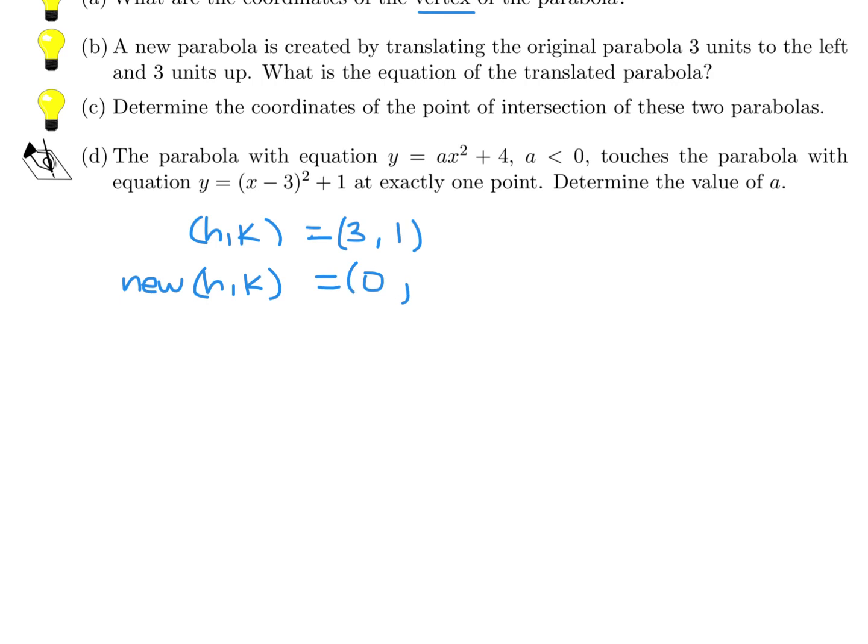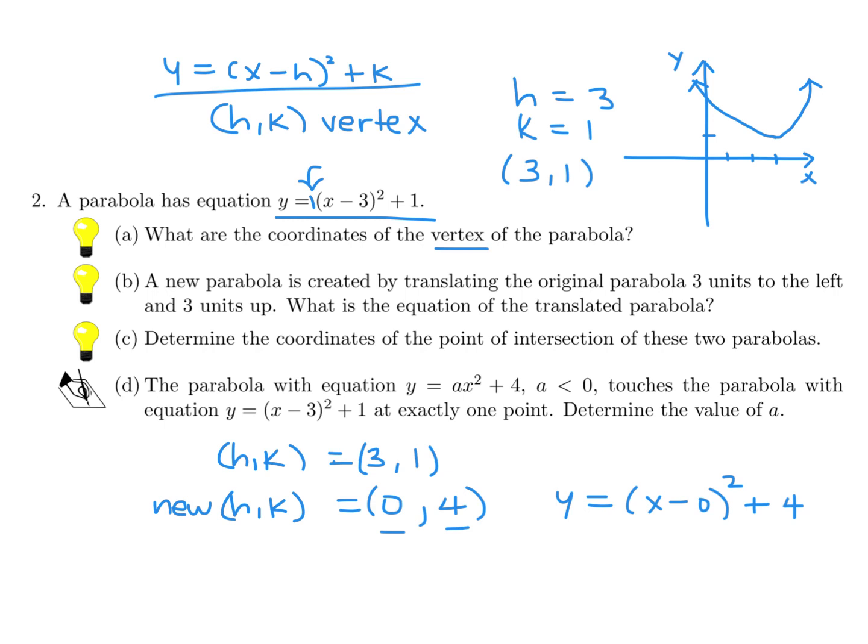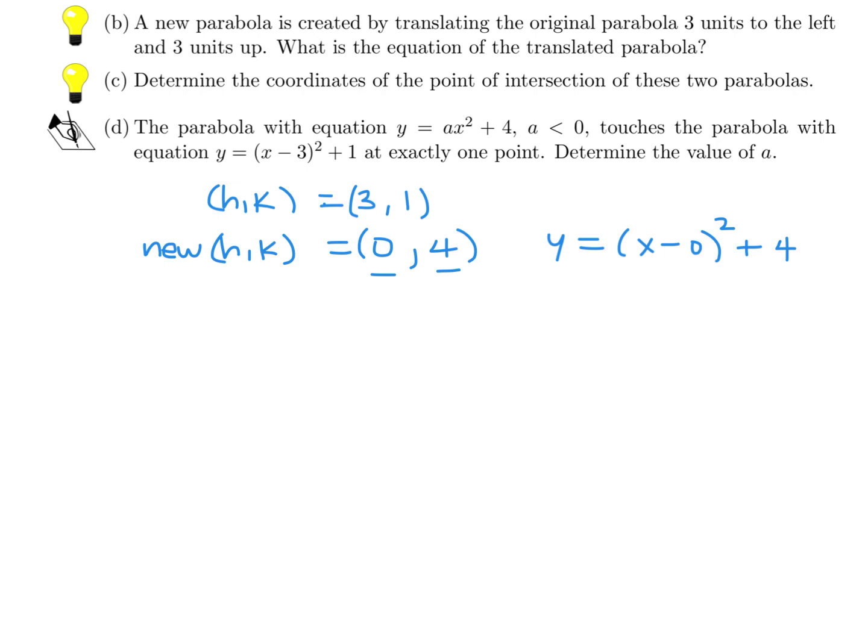And then we are going 3 units up. So we have to add 3 units to the y-coordinate. So that means 1 plus 3, and that's 4. So that means our equation will be y is equal to (x minus h), which in this case is 0, squared, plus k, which in this case is 4, right? Just like we had up here, like that format. And when you have that, that will basically just be y is equal to x squared plus 4. And that's it, really.